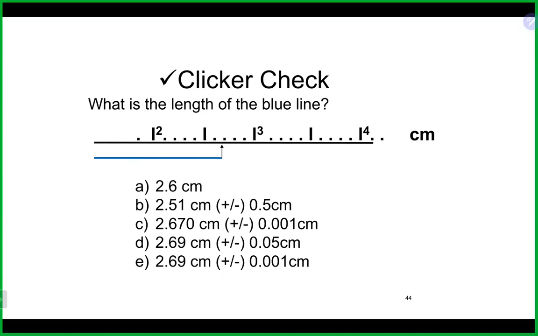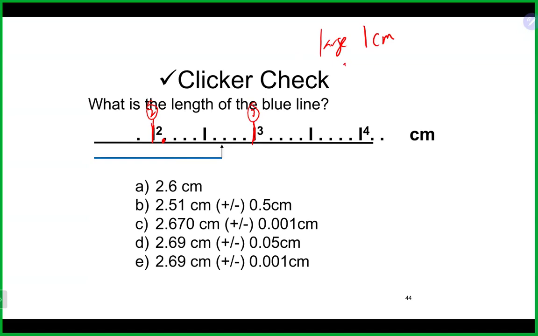Okay, so let's take a look. This big marking here is our 2, and this big marking here is our 3. So once again, our large marking is 1 centimeter, I think. We count up the little dots, starting with this dot right there and going all the way to the 3 marking, and we got 10 marks.